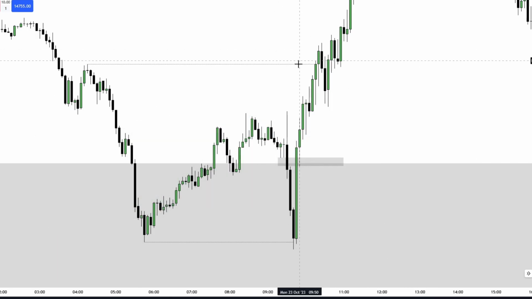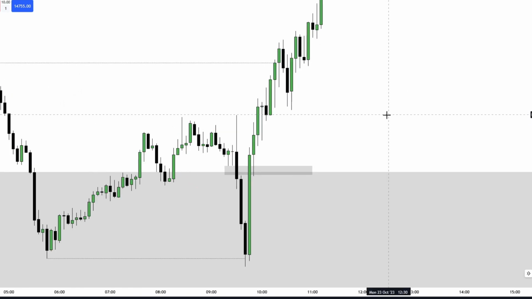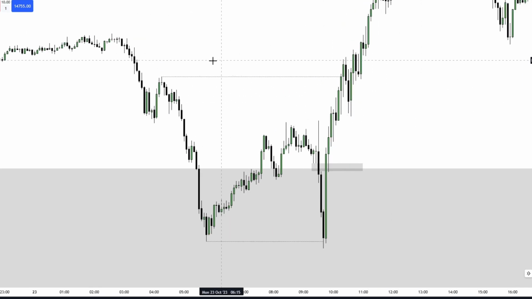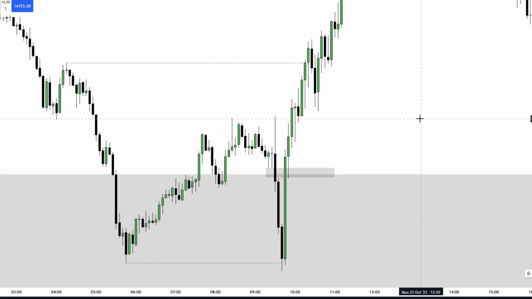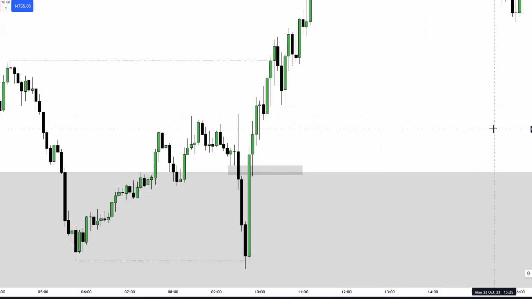But in this case, I think ES hit this high before NQ did. So as soon as ES hit this high right here, I closed my position on NQ. So when targeting internal liquidity, I need ES or NQ to hit it. And as soon as one of the two hits it, I close my trade position. And that is to avoid being inside long trades with bearish SMTs. That is something I do not want.